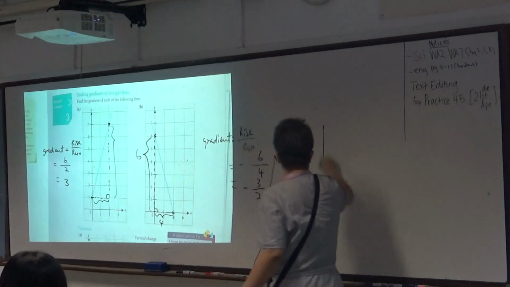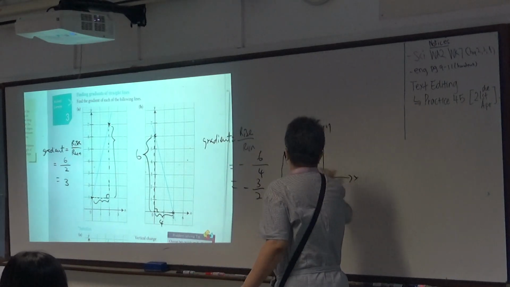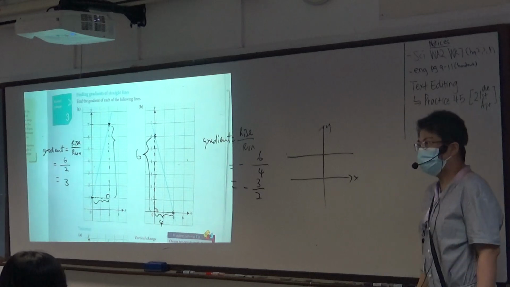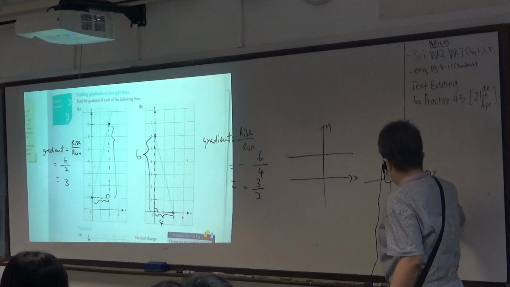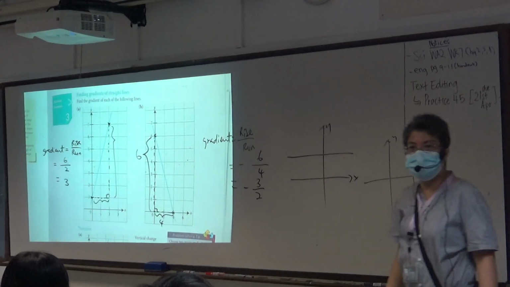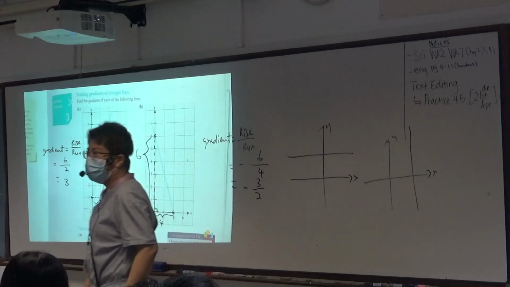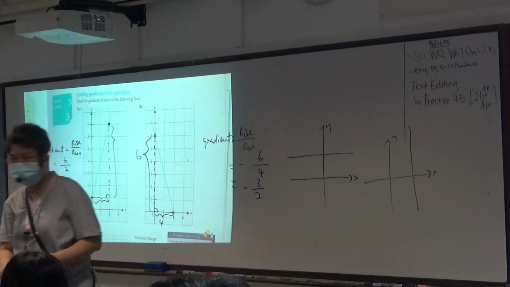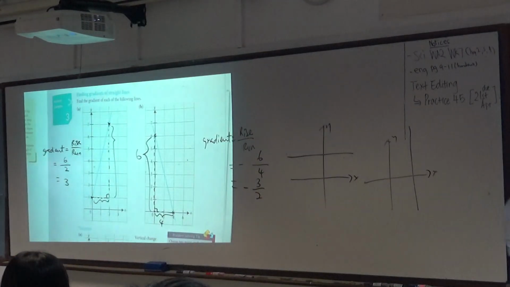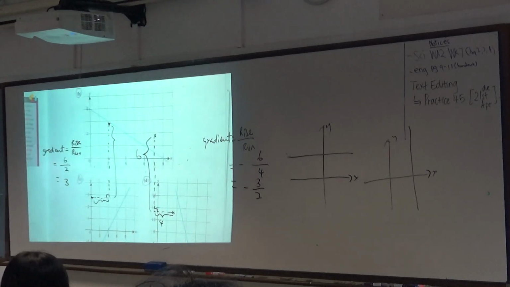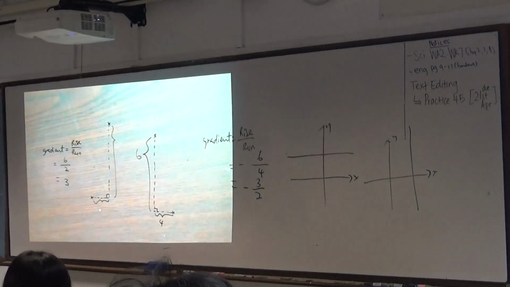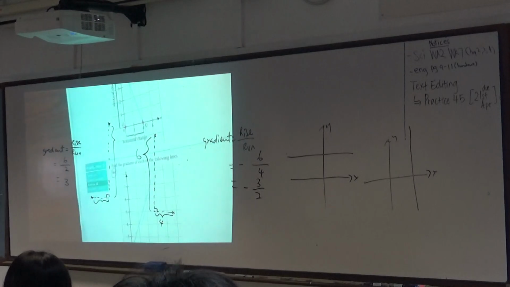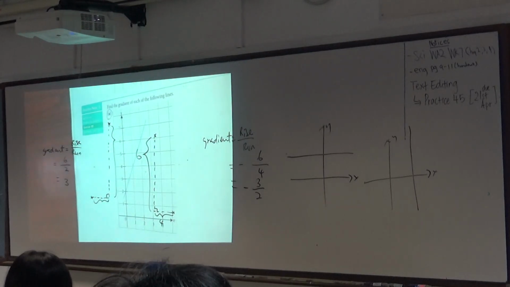Okay, then I want to ask 2 more questions. What if my line is like that? What's the gradient? 0 straight away. What if my line is like that? The gradient will be undefined. So all these are important. Everybody clear? Okay. Alright, so if you look at page 157, the first gradient is 3. And then the second gradient is negative 3 over 2. Am I right?